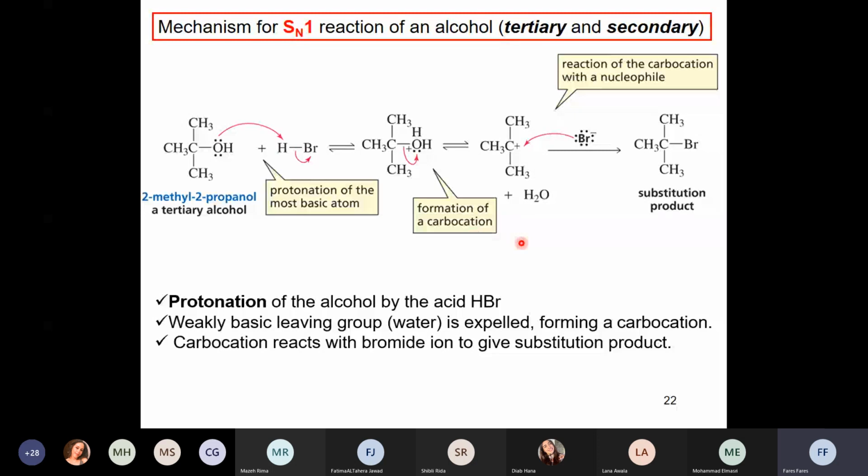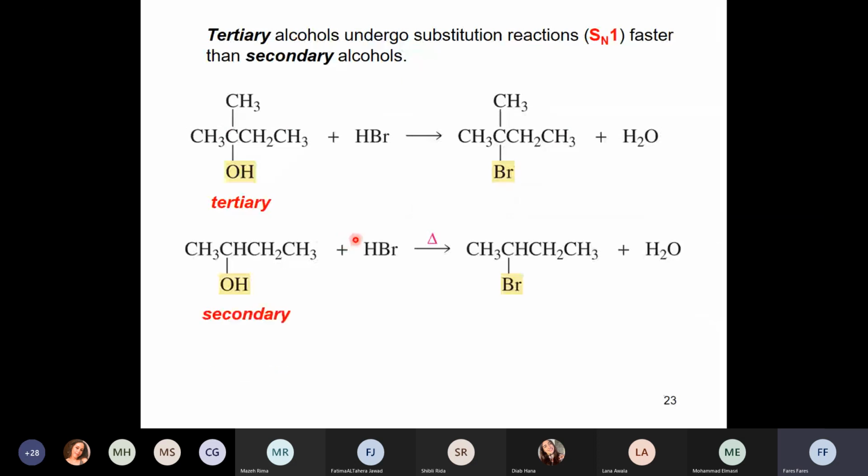So what is the solution? Instead of SN1, we perform an SN2 mechanism. Let me show you the SN2 with a primary alcohol. This is not important here; it is just telling you that tertiary alcohols are more reactive than secondary alcohols. Also, for secondary we need heat, whereas for tertiary we do not need heat.